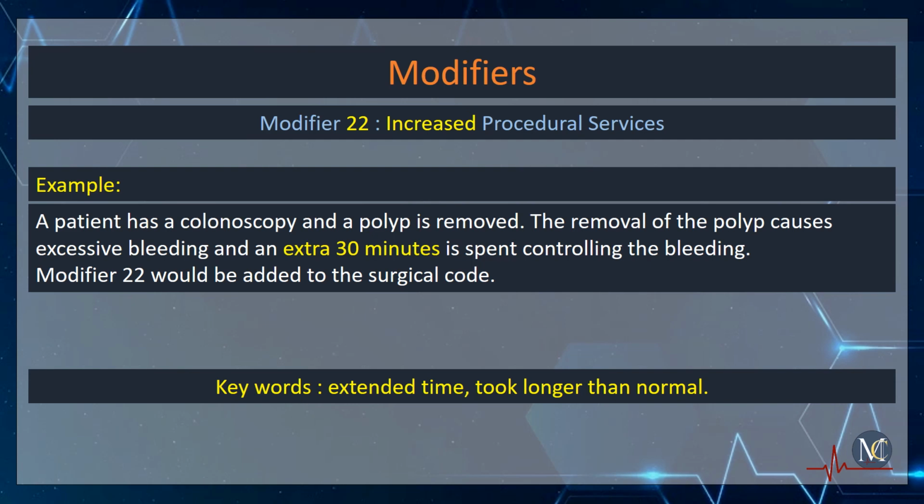Let's take an example. A patient has a colonoscopy and a polyp is removed. The removal of the polyp causes excessive bleeding and an extra 30 minutes is spent controlling the bleeding. In this scenario, we will add modifier 22 to the surgical code. Keywords used in the procedure to add modifier 22 are extended time or took longer than normal.